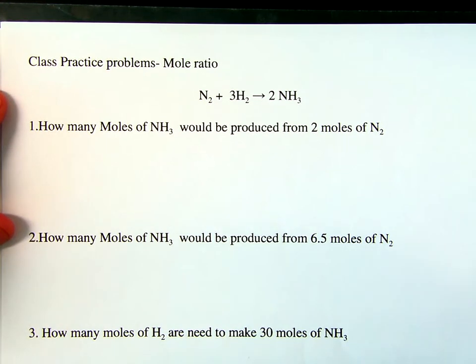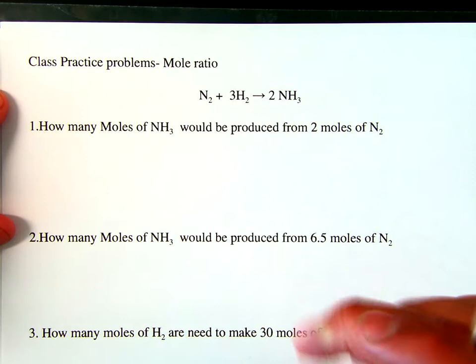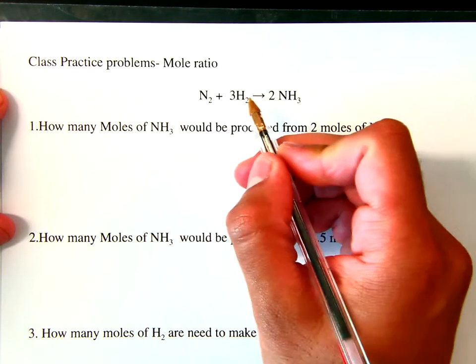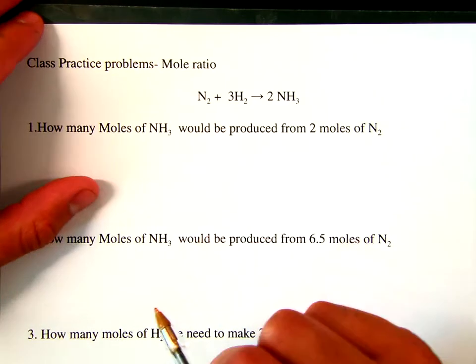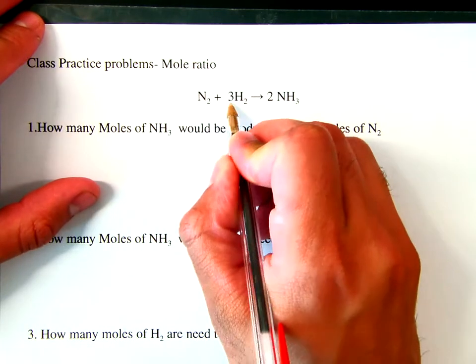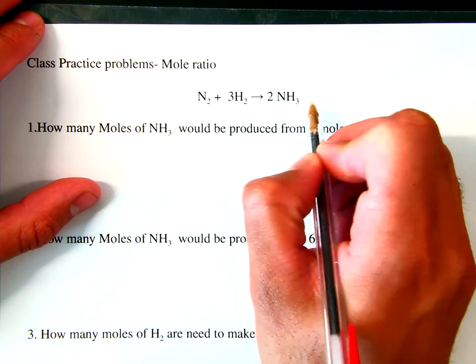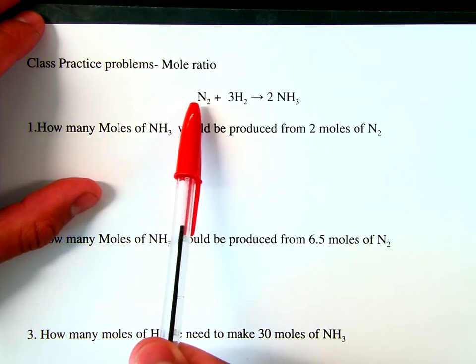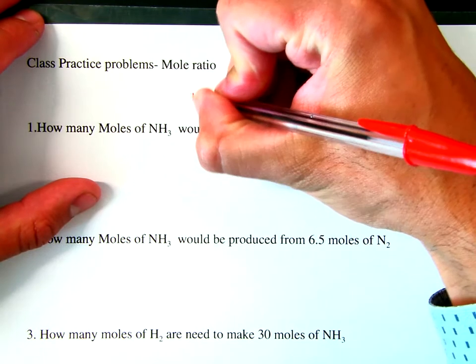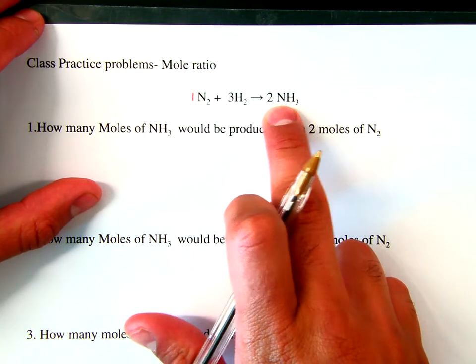All right, so what is this equation telling me? We've briefly gone over it, but these numbers indicate the moles that are needed in a chemical reaction. In other words, it takes 3 moles of H2 to make 2 moles of NH3. It's almost like a recipe, okay? And it tells me that it takes 1 mole, there's an invisible 1 here, of N2 to produce 2 moles of NH3.